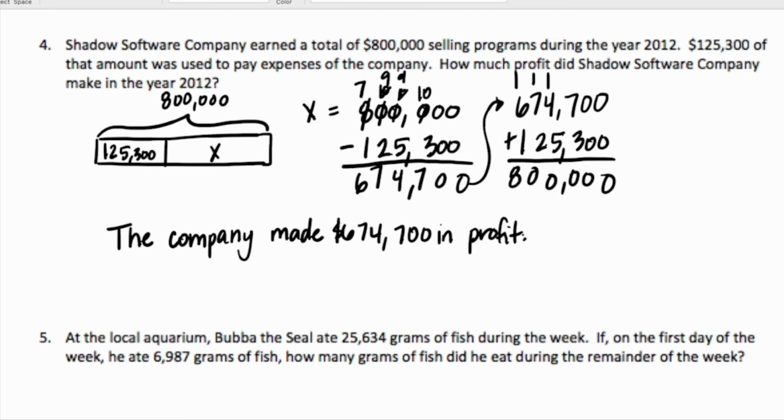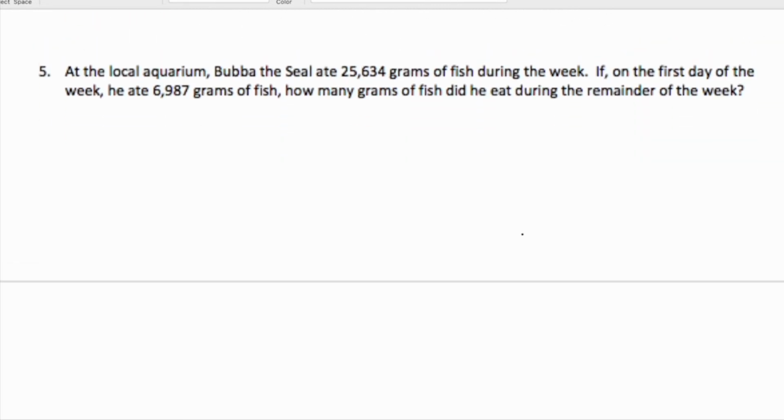On to number 5. At the local aquarium, Bubba the seal ate 25,634 grams of fish during the week. If on the first day of the week he ate 6,987 grams of fish, how many grams of fish should he eat during the remainder of the week?